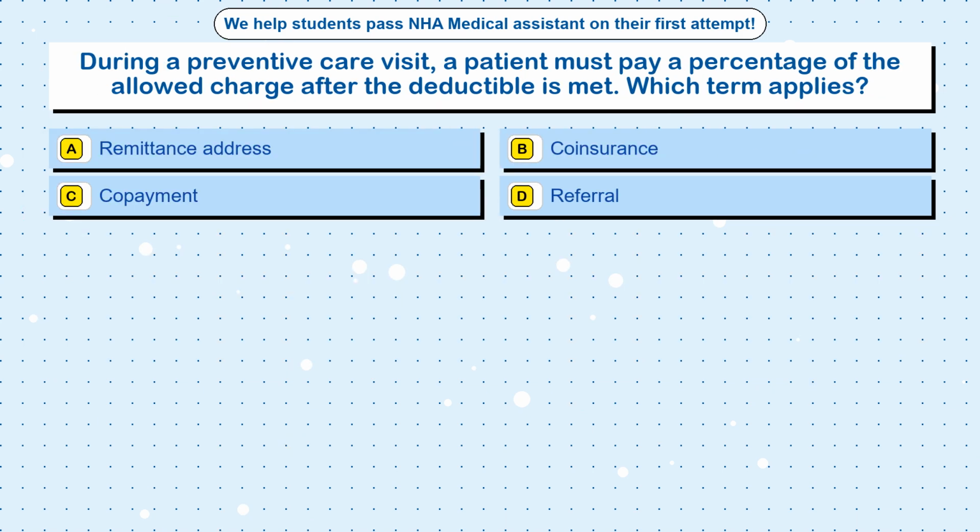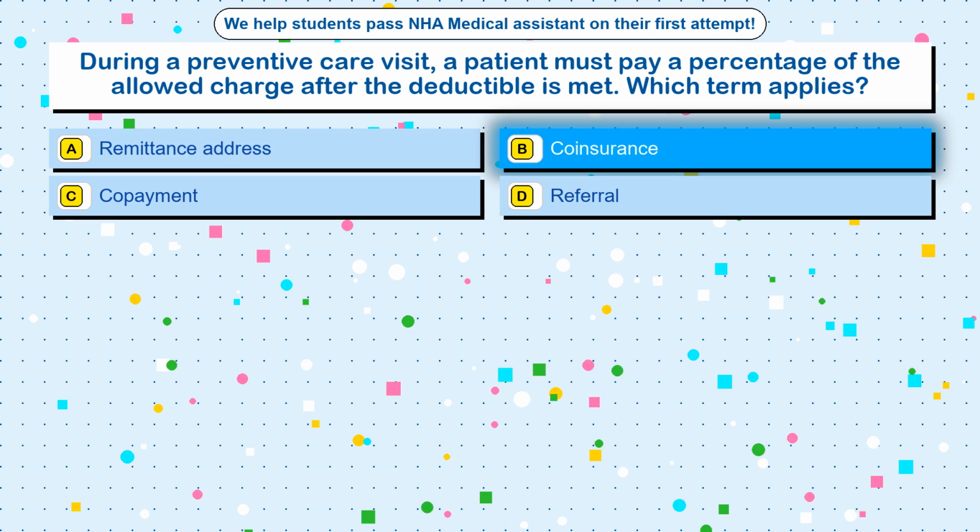During a preventive care visit, a patient must pay a percentage of the allowed charge after the deductible is met. Which term applies? Option A. Remittance address. Option B. Coinsurance. Option C. Copayment. Option D. Referral. The correct answer is option B.